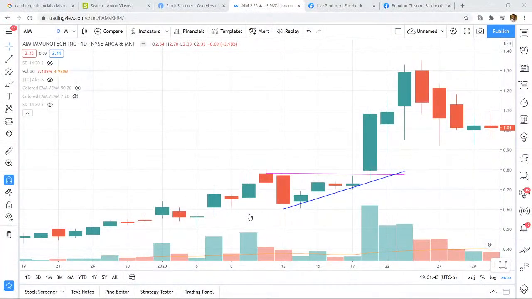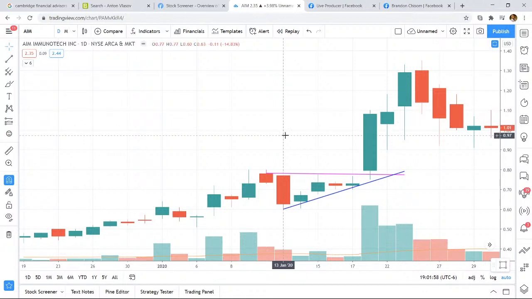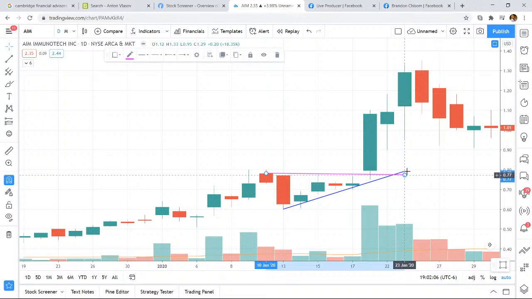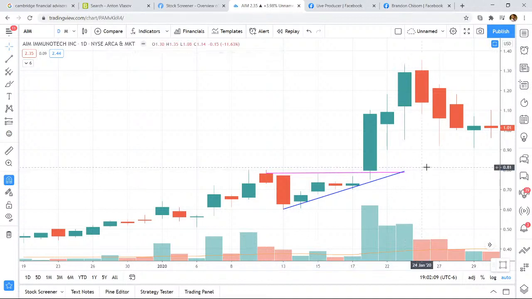Let me bring up a chart. Okay, let me bring up a chart here. Where am I at here? All right. Here we go. Okay. Here is the chart. So this is a stock from January of 2020, right before the Rona hit. Right before the coronavirus hit.